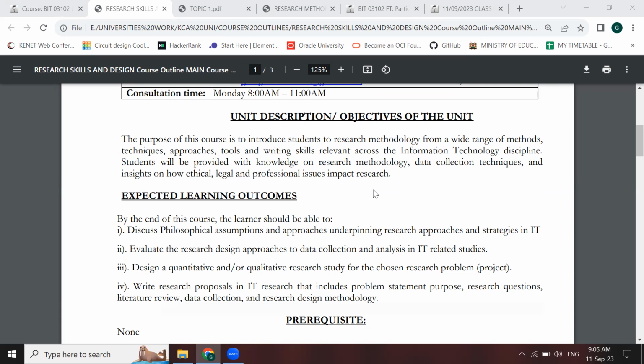Then I'll also guide you on how to write a research proposal in IT that will have to include problem statement, research questions, literature review, then research methodology, data collection, research design.